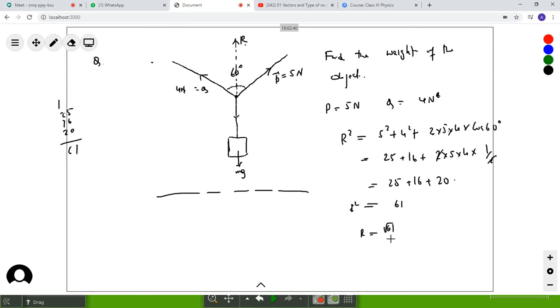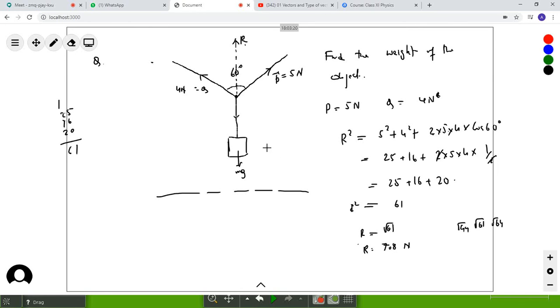Can you tell me? Nearest root: 6 is a 36, 7 is a 49, 8 is a 64. Correct? So the root above 61 is 64. Below 61 would be how much? 49. So this number 61 will be very close to 64, no? So it would be somewhat close to 7.8 or 7.9, very close to 8, right? So the resultant is how much? 7.8 Newton.